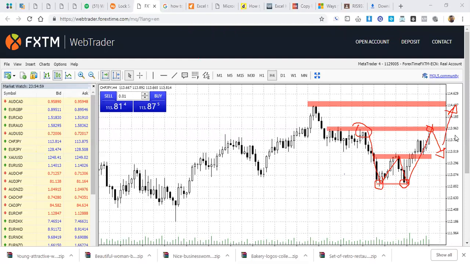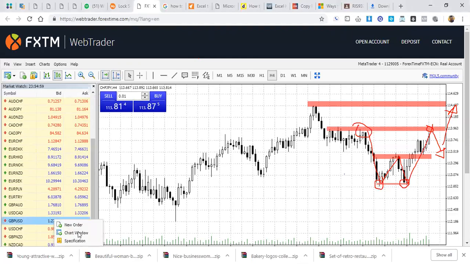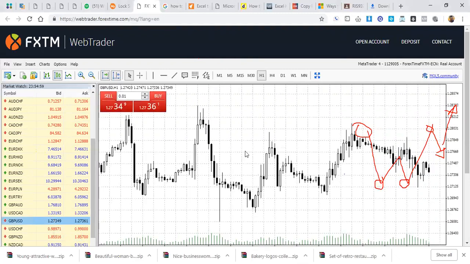So we're going to move to another pair, guys. Another pair was AUD USD, we already did that. GBP USD, of course. I love GBP USD. So this is GBP USD. Let's just read this. Actually, I remember taking trades on GBP USD, but it was just based on my phone.